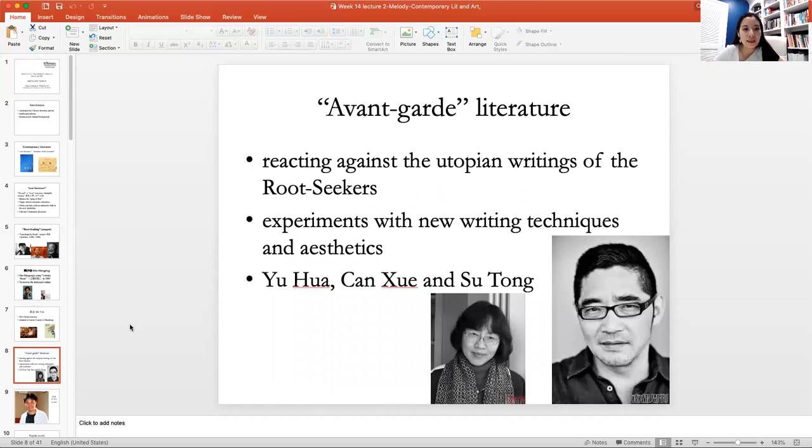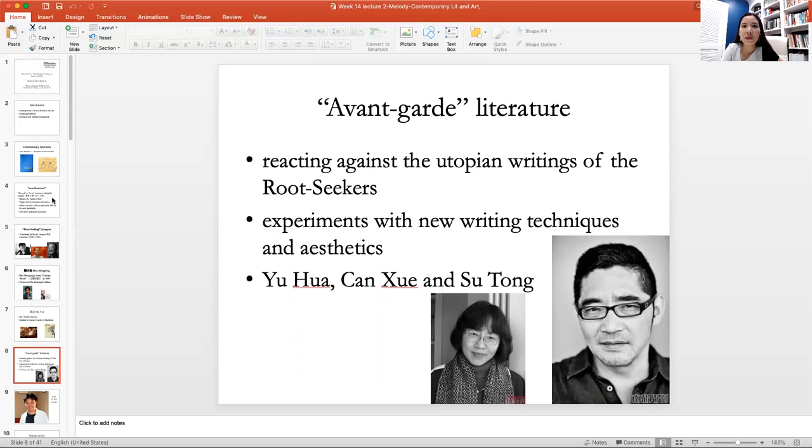Meanwhile, in direct reaction against the writings of the Roots Seekers, which sometimes idealize the past, came a new genre at the time called avant-garde literature. It experiments with new writing techniques and aesthetics different from the scar and roots-seeking literature of the previous 10 years. Some representative writers, whom we will explore later, are Yu Hua, Can Xue, and Su Tong.